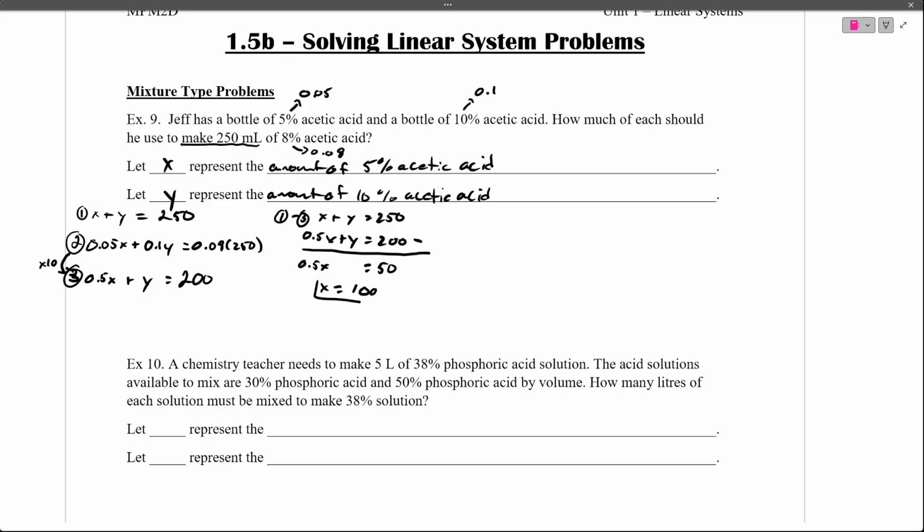What does that tell us? Well, let's look at our original problem. What does x represent? It represents the amount of 5% acetic acid. That means we used 100 milliliters of 5% acetic acid.